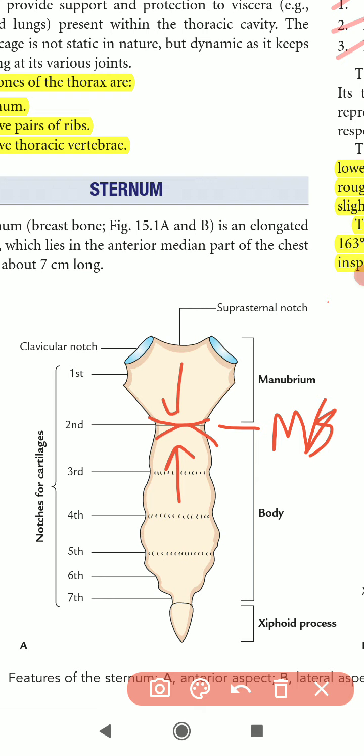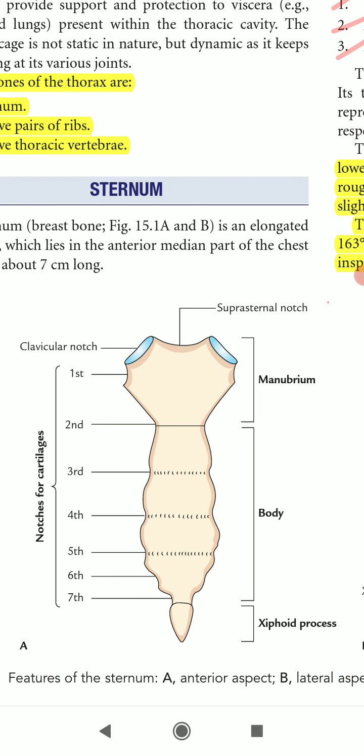And this sternal angle has so much clinical importance. There are about 8 to 10 clinical importances in the A.K. Dutta book. In the exam you have to know each of these. What is the clinical importance of the sternal angle?